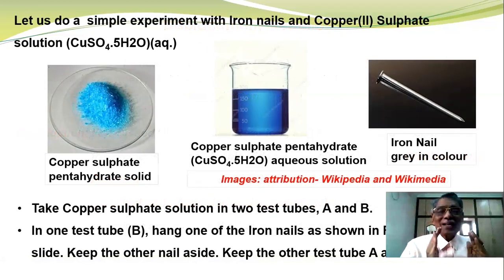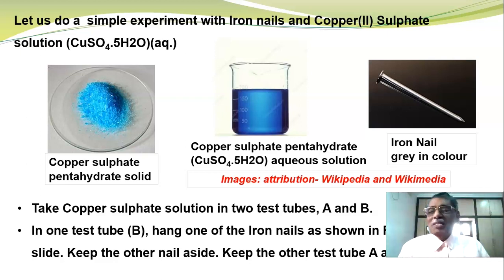Let us do a simple experiment with iron nails and copper sulfate solution. You can see here the images of copper sulfate powder, copper sulfate pentahydrate, then copper sulfate solution, then iron nail, which is gray in color. Please remember this. Now, take copper sulfate solution in two test tubes, A and B.